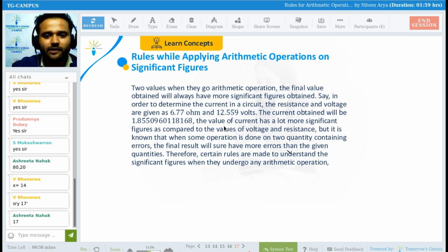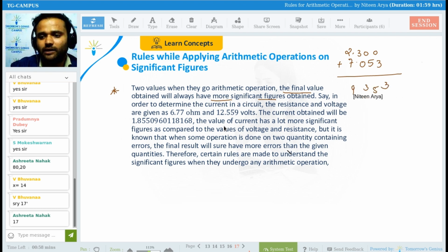So, rules while applying arithmetic operation on significant figures. When two values undergo arithmetic operation, the final value obtained will always have more significant figures. Simple thing. If 7.05 is added to 2.30, we just add it, so the final version is 9.353. The four significant figures you are going to need, write it down. That is the written thing till here.